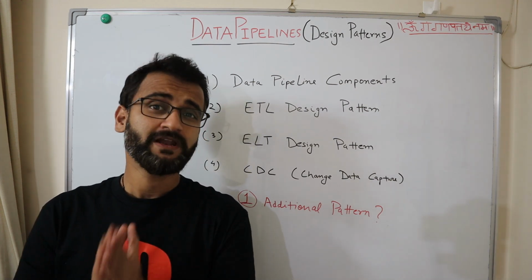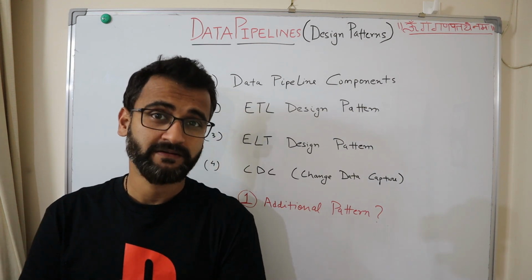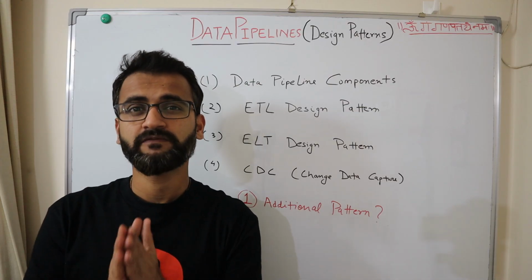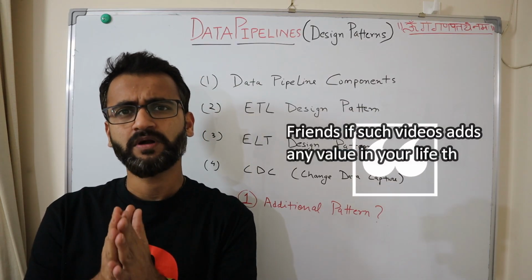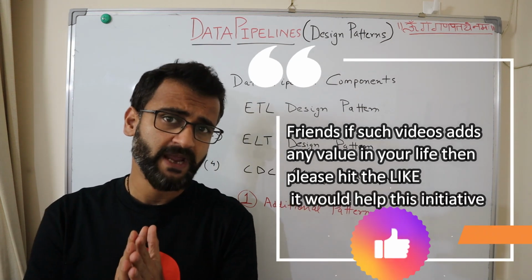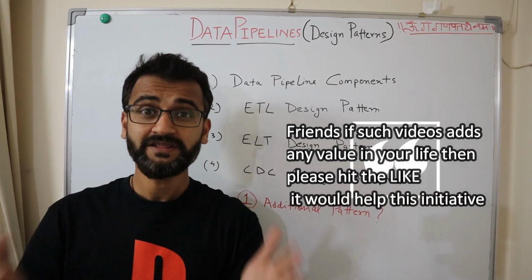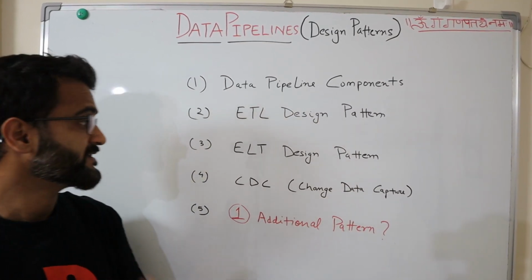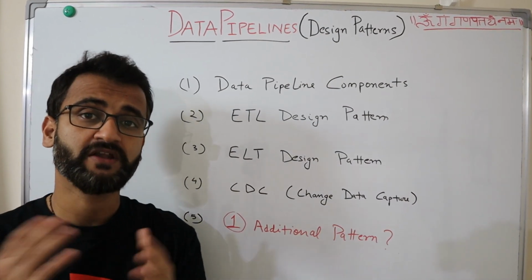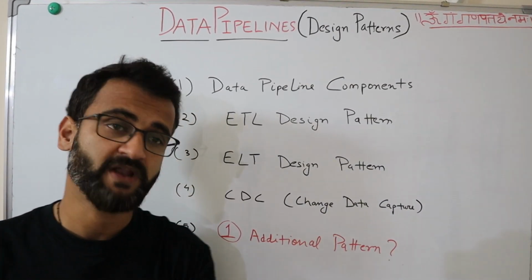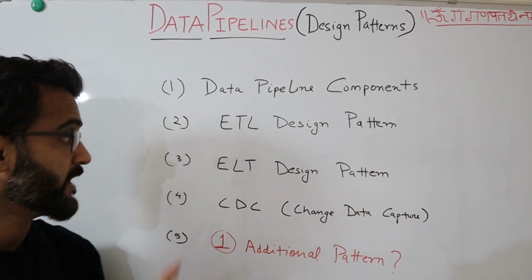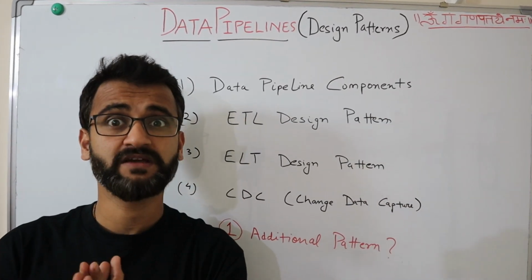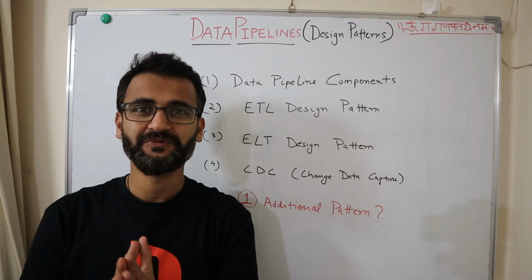And in this video, we will understand some basic data pipeline design patterns. Following up from our previous video which covered the basics of data pipeline, in this particular video we will go a little deeper and try to understand the various components of data pipeline and then some design patterns. So we'll start with understanding the basic components which create a data pipeline, and then we'll understand these basic design patterns which are used very commonly in designing data pipelines: ETL pattern, ELT pattern, and obviously change data capture. And if we have time, I will also try to cover one additional pattern which I think would be useful for you to know. So without further ado, let's get started.